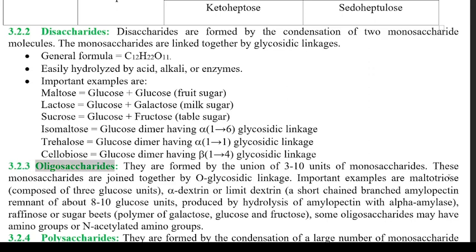3.2.3 Oligosaccharides. They are formed by the union of 3 to 10 units of monosaccharides. These monosaccharides are joined together by O-glycosidic linkage. Important examples are maltotriose, composed of 3 glucose units; dextrin or limit dextrin, a short-chained branched amylopectin remnant of about 8 to 10 glucose units, produced by hydrolysis of amylopectin with alpha amylase; and raffinose of sugar beets, a polymer of galactose, glucose, and fructose. Some oligosaccharides may have amino groups or N-acetylated amino groups.